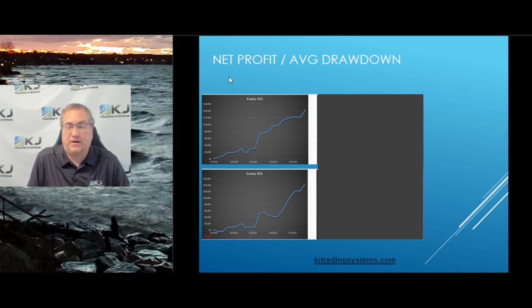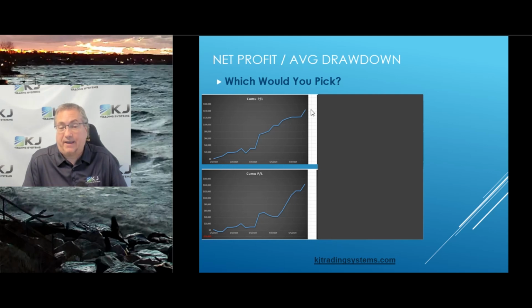I'll show you that with these two equity curves. You can see both end up at the same point, the same final equity, but they have different drawdowns along the way. So which one would you pick if you had your choice between them? Take a look at these two equity curves, and if you had to trade one, which would it be?